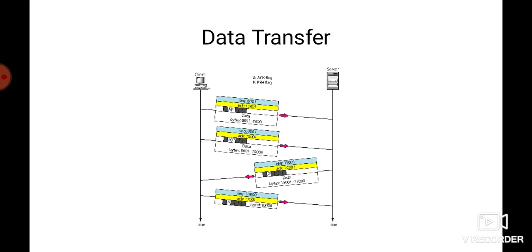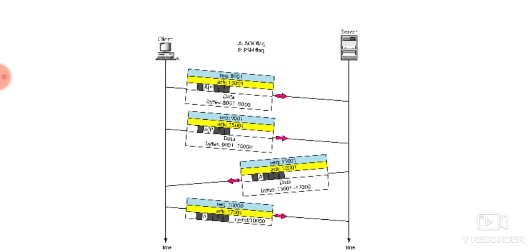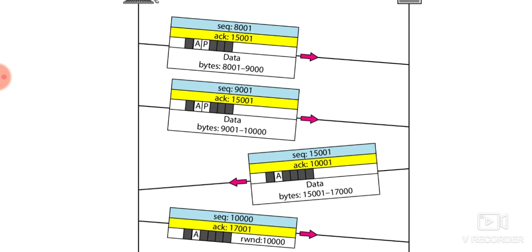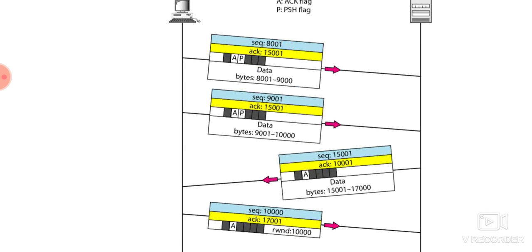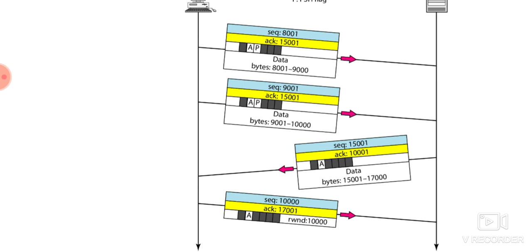We have already discussed this. In this particular example, after the connection is established, the client sends 2000 bytes of data in two segments. The server then sends 2000 bytes in one segment. The client sends one more segment. So first 2000 bytes, then the server will send 2000 bytes, like this.